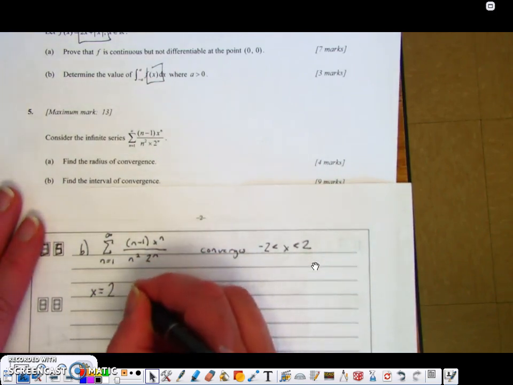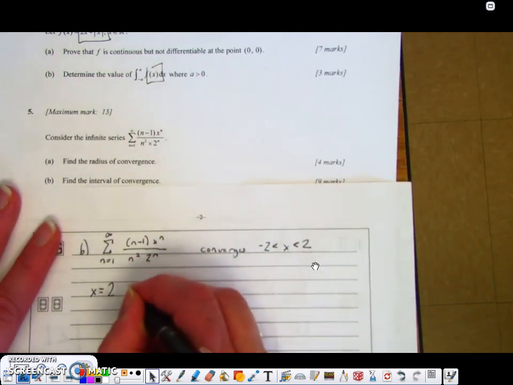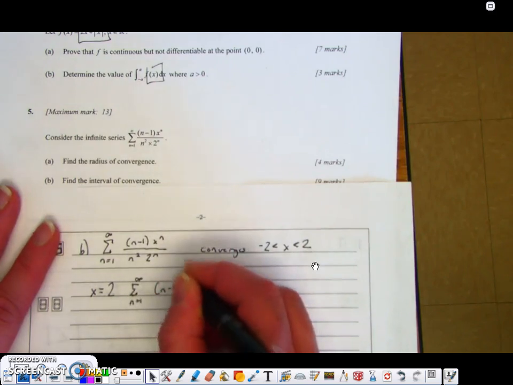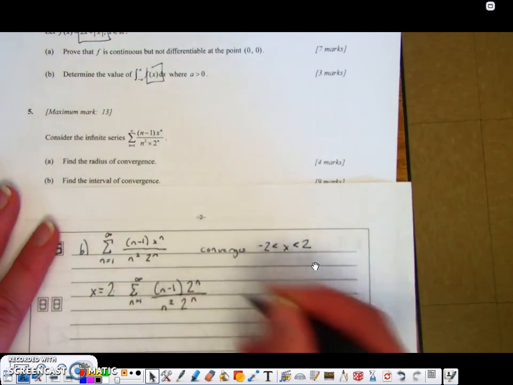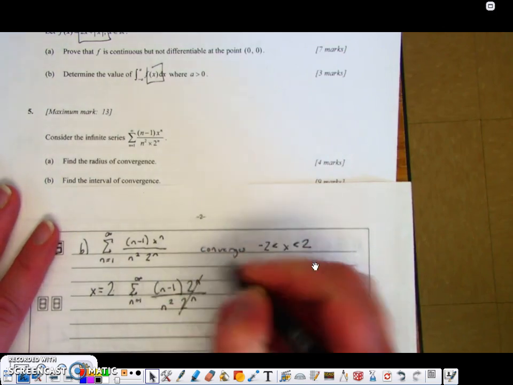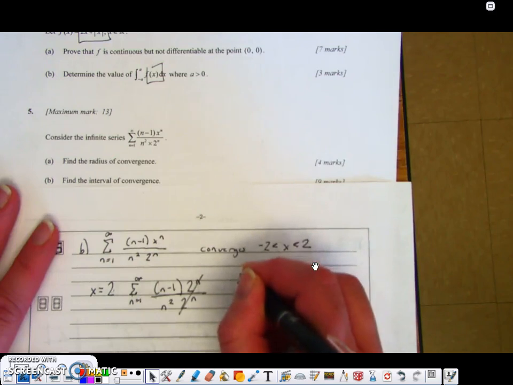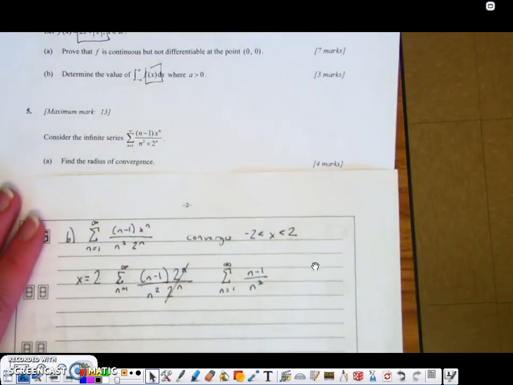Let me rewrite this. The summation from n equals 1 to infinity of n minus 1, substituting in 2 for the x, 2 to the n over n squared times 2 to the n. Well, the 2 to the n's cancel. So now what I'm trying to figure out is whether the summation from n equals 1 to infinity of n minus 1 over n squared converges or not.